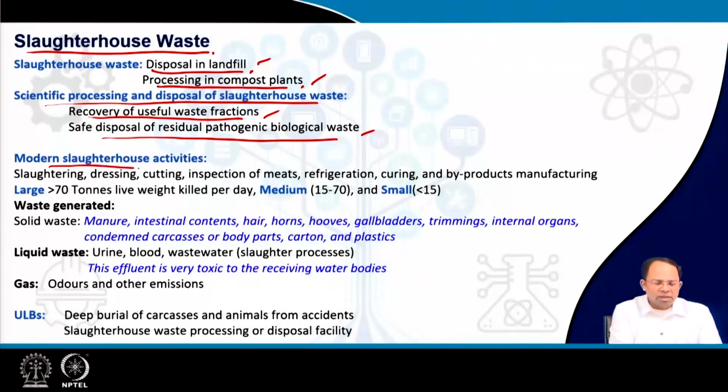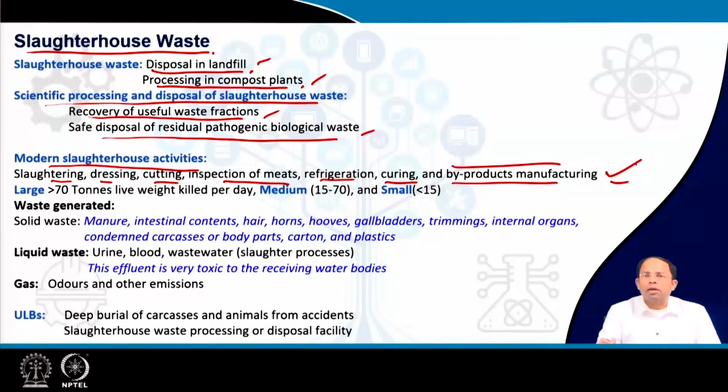Now modern slaughterhouse activities include not just slaughtering, but slaughtering, dressing, cutting, inspection of meats of different sizes and for different purposes, refrigeration, maybe storing, curing, and also manufacturing of byproducts. This is very, very important. That means not only is the meat being produced, but we can process the remaining material and create a lot of byproducts. That overall reduces the total quantity of waste that is being generated.